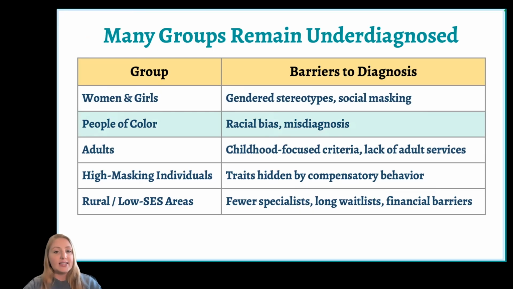People of color and racial minorities also face unique challenges and are often underdiagnosed due to racial biases that can lead to the misdiagnosis of something like a behavioral disorder when really it's just autism. Diagnostic criteria and services remain heavily focused on childhood presentations of autism, making obtaining a diagnosis in adulthood significantly more difficult and unlikely. And as I mentioned when talking about girls and women, some individuals of any gender may mask their autistic traits either consciously or subconsciously, making it so that the so-called telltale signs are less apparent to clinicians. And finally, people living in rural or low-income communities face even more practical barriers, including fewer specialists or diagnosticians, long wait lists, and high financial costs.